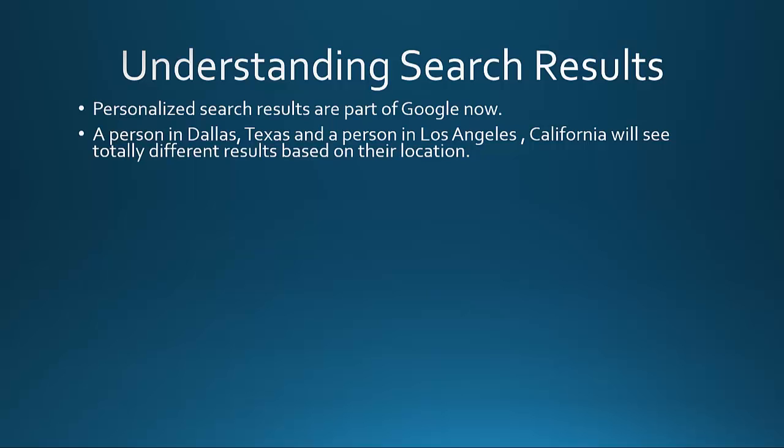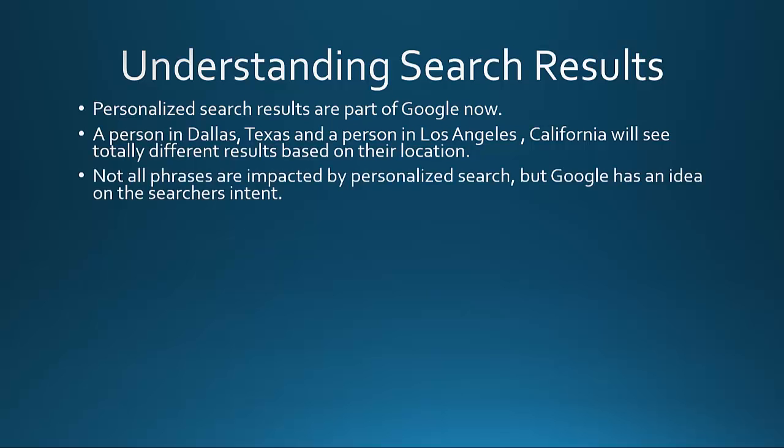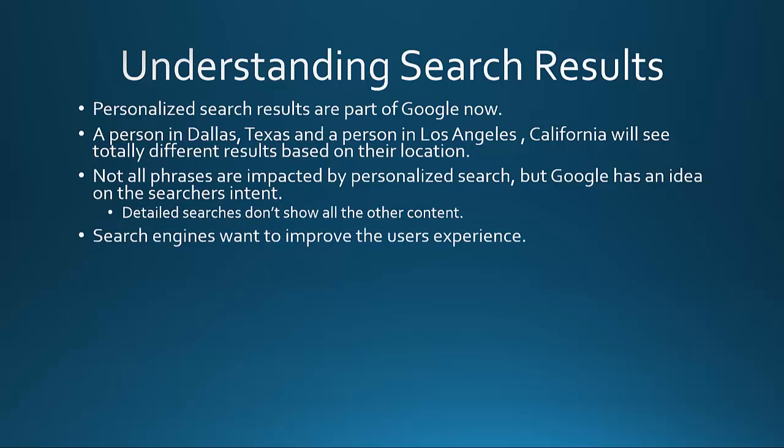So that's something to keep in mind and understand as you do SEO, that there are certain results that are going to vary. Sometimes, like the main organic results, the non-local ones, those ones pretty much will stay the same, but they may adjust a little bit accordingly. Not all phrases are impacted by personalized search, though, but Google has an idea of the searcher's intent. They've obviously been around long enough to where they know what people intend to look for. Detailed searches don't show all the other content involved with them. Search engines want to improve the user's experience as much as possible, and so therefore they want to show them things that they want. Search engines factor in things like the IP location.